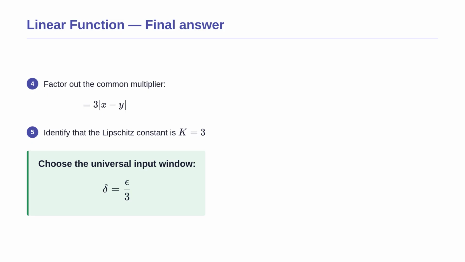Because we have proven the function is Lipschitz continuous with a constant of 3, it is automatically uniformly continuous. For any given output tolerance epsilon, we simply choose our universal input window delta to be epsilon divided by 3. This single choice guarantees our output stays within bounds everywhere.